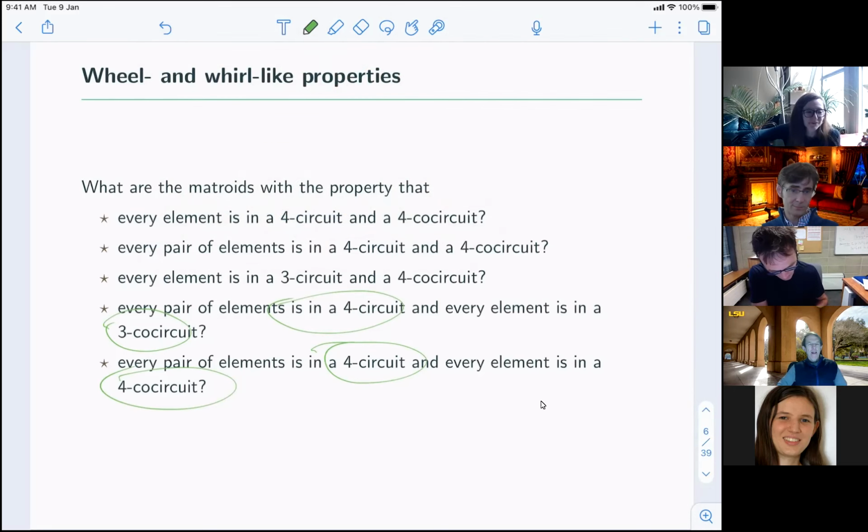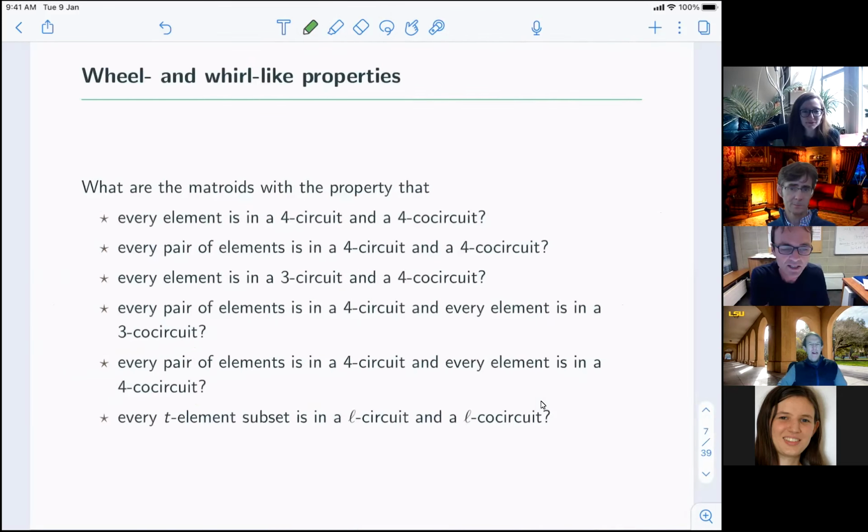More generally, you could ask: what if every t-element subset is in an l-circuit and an l co-circuit? I should say that when I say an l-circuit, I mean an l-element circuit, and an l-co-circuit is an l-element co-circuit. I should have said that at the beginning. You could also vary it with an extra parameter: every s-element set is in an l-circuit and every t-element set is in an m co-circuit. So you can vary the questions you might ask. You'd like to think that with a little bit of constraining on this problem, you might just get a single family.